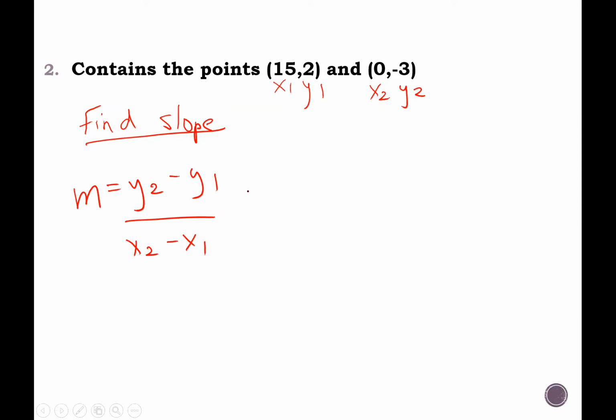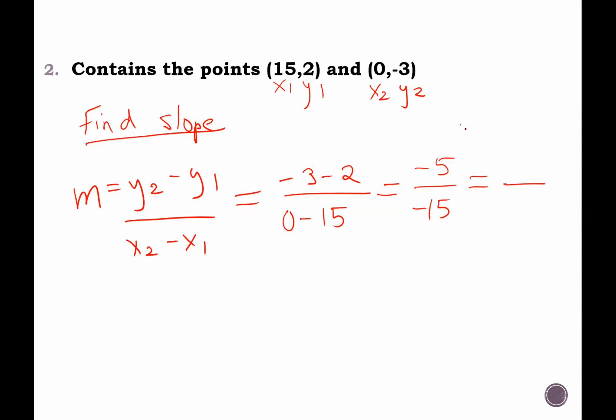And now we'll carefully plug in. So m equals y2 minus y1, that would be negative 3 minus 2 over, and then in the denominator, x2 minus x1, that would be 0 minus 15. Now let's simplify. Negative 3 minus 2 is negative 5. 0 minus 15 is negative 15. So we have negative 5 over negative 15. This can be reduced. Negative divided by negative is positive. We'll reduce by dividing by 5 as well. So it becomes positive 1 over 3.